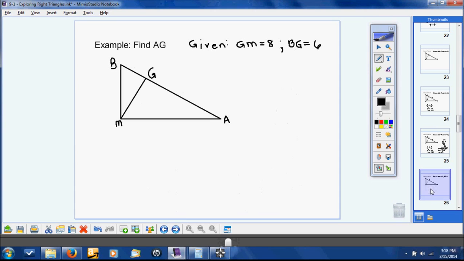So you're going to draw the same basic picture, the same exact picture, actually. We do have a right angle and a right angle here. It only works if there's actually right angles there. And we have a brand new thing we're asked to find. This time we're asked to find AG when we're given GM and BG. So let's get that problem sketched into your notes. Okay, we have triangle BGAM. Find AG given GM equals 8 and BG equals 6.